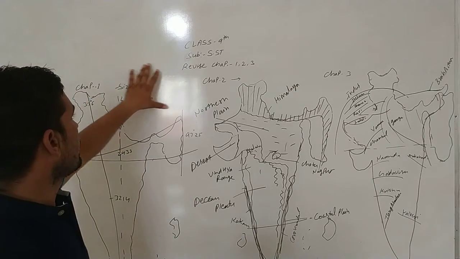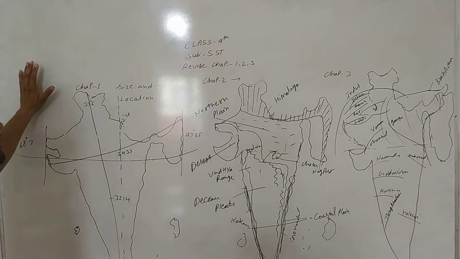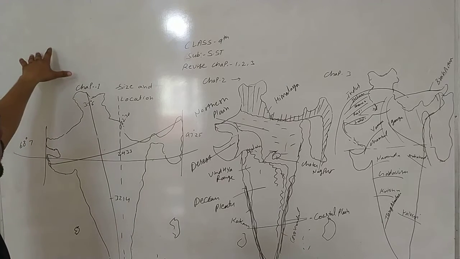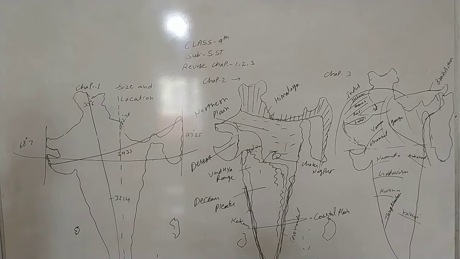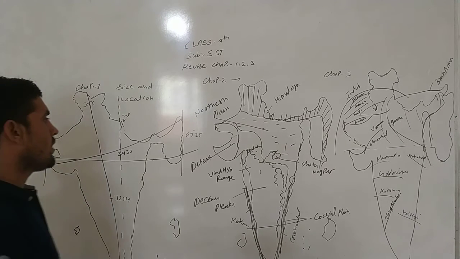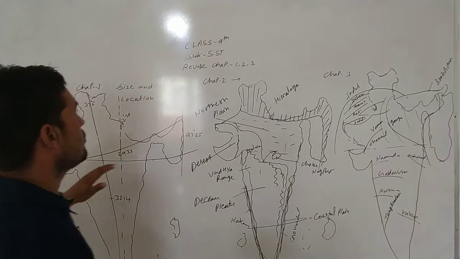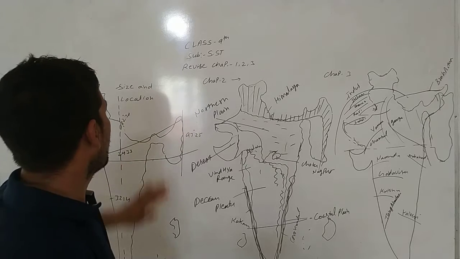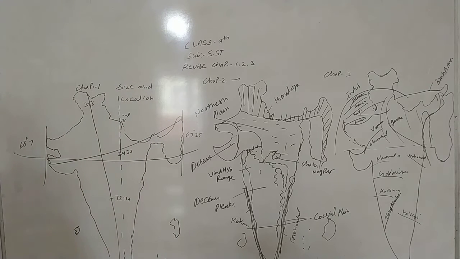Today we are going to revise our three chapters because we are going to take an overview of them. We have read three chapters earlier, but some students are absent, so we have taken the decision to take a major overview of these chapters. We have done the first chapter, India's size and location.